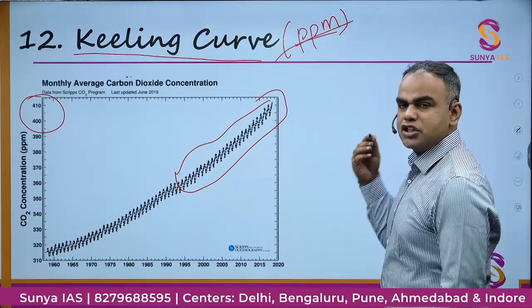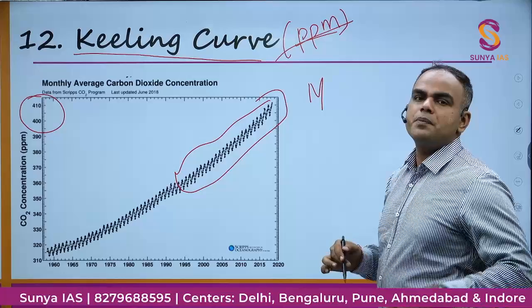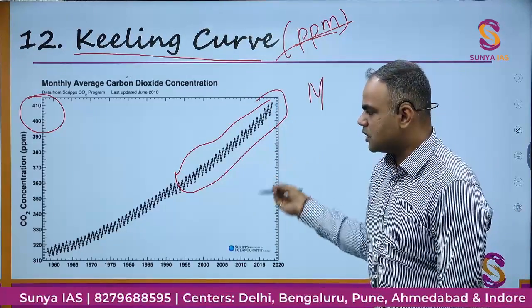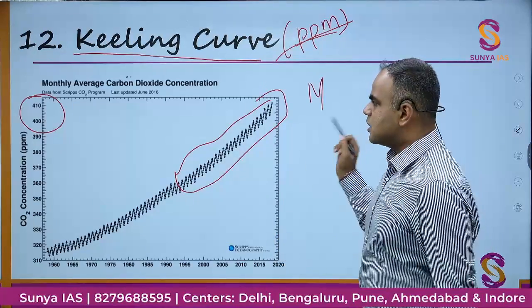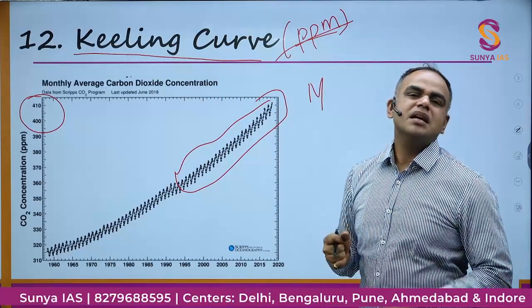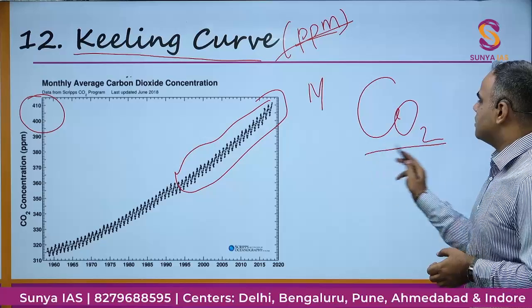Okay, additionally what we also need to know is that there is a Mauna Loa Observatory in Hawaii which talks about this particular thing. So Mauna Loa Observatory in Hawaii is measuring all these things, and the curve which is used to monitor is known as the Keeling Curve. Okay, this is about carbon dioxide emissions.